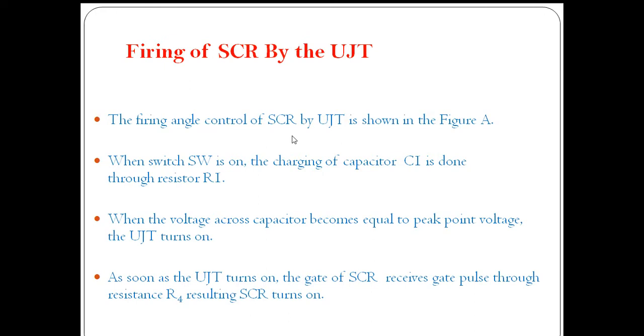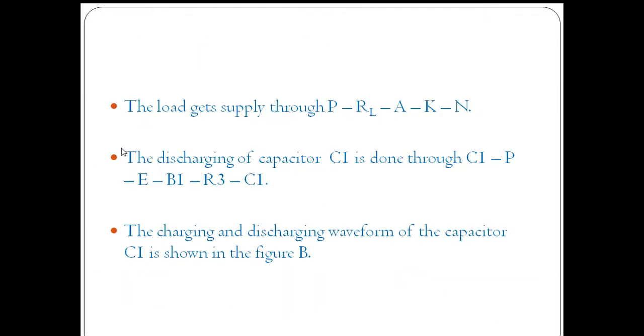Firing angle control of SCR by UJT is shown in the above figure. Whenever the switch is on, the charging of the capacitor is done through resistance R1. When the voltage across the capacitor becomes equal to the peak point, the UJT turns on. As soon as the UJT turns on, the gate of the SCR receives a gate pulse through resistance R4, which results in the SCR turning on. The load gets supplied through the path P, RL, anode, cathode, and the N terminal of the SCR.